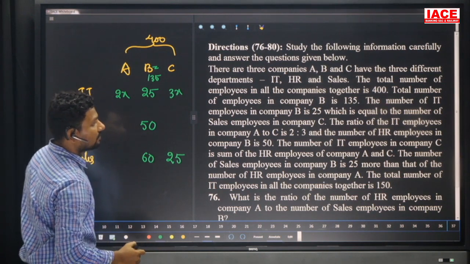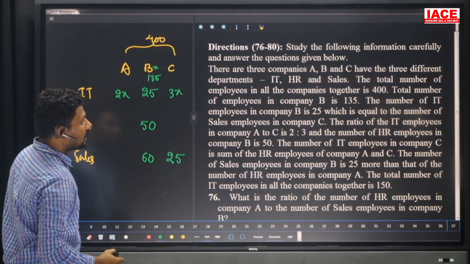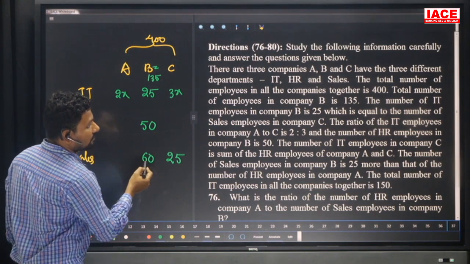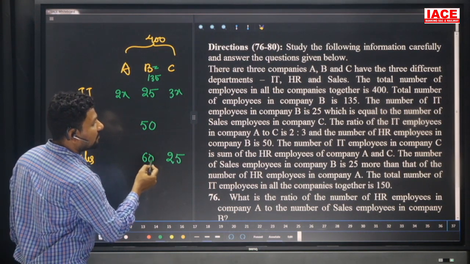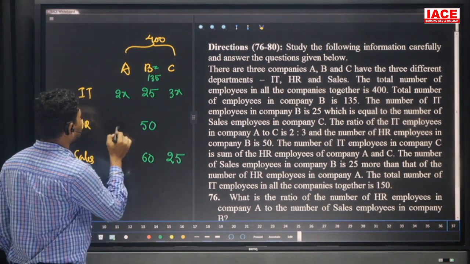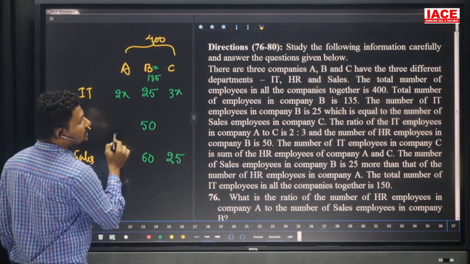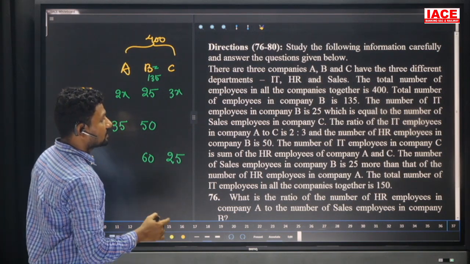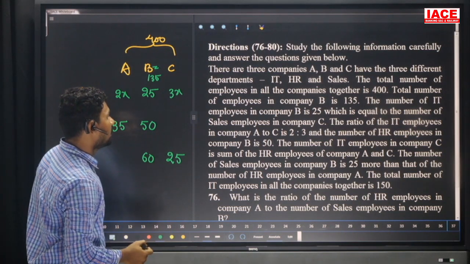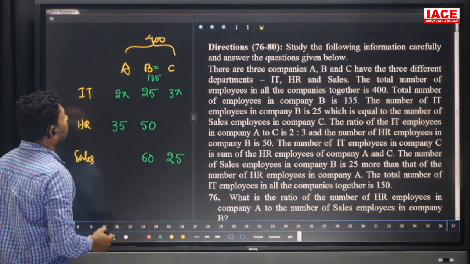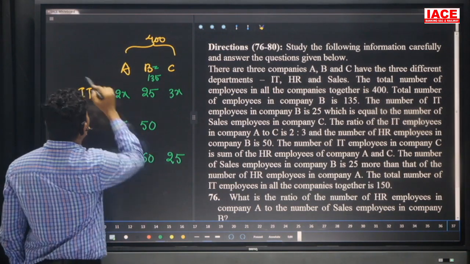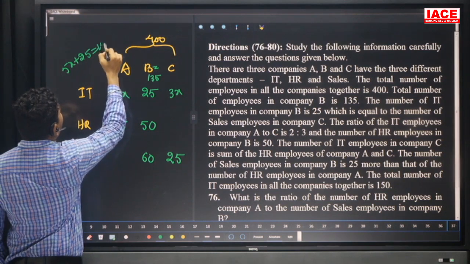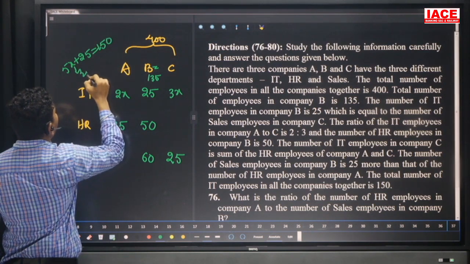Next, the number of sales employees in company B is 25 more than the number of HR employees in company A. HR employees in company A, 25 more means the remaining value is what? 35 as per the data. Next, the total number of IT employees in all the companies together is 150. 2x plus 3x is equal to 5x. Then 5x plus 25 is equal to 150. Then x is equal to 25.